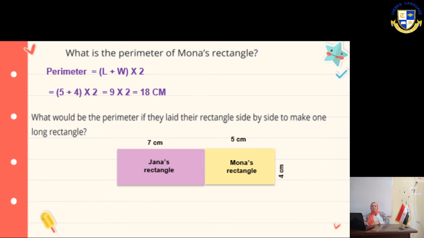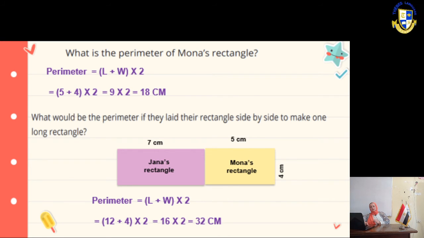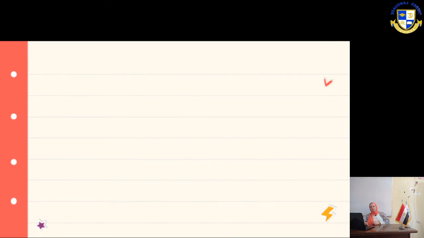What would be the perimeter if they laid the rectangles side by side to make one long rectangle? So we are going to put both of the rectangles beside each other. So we are going to find that 7, the length became 12 because we are going to make 7 plus 5. Okay? So the length is 12 and the width is 4. So it will be length plus width times 2. It will be 16 times 2 equals 32 centimeters.